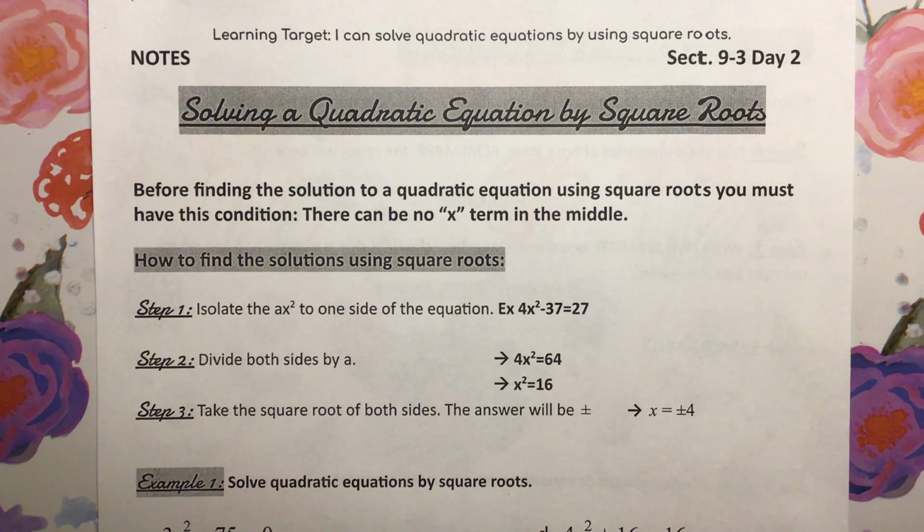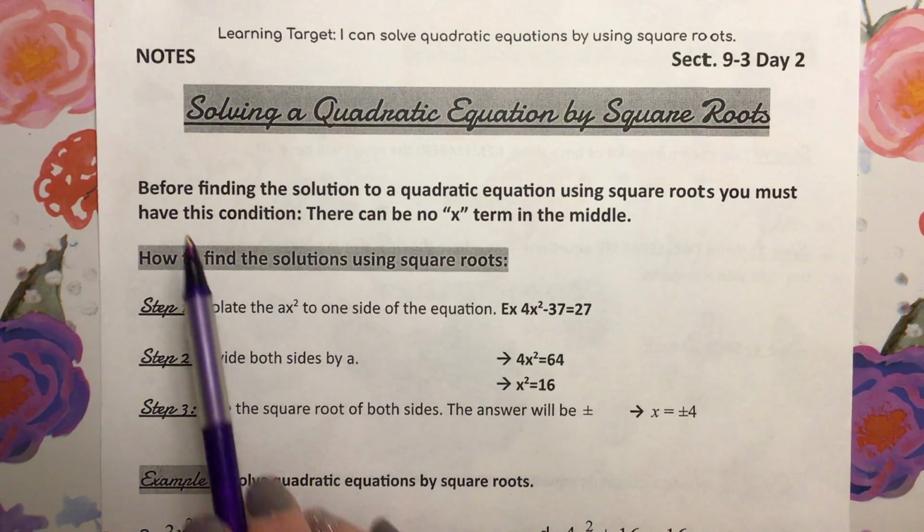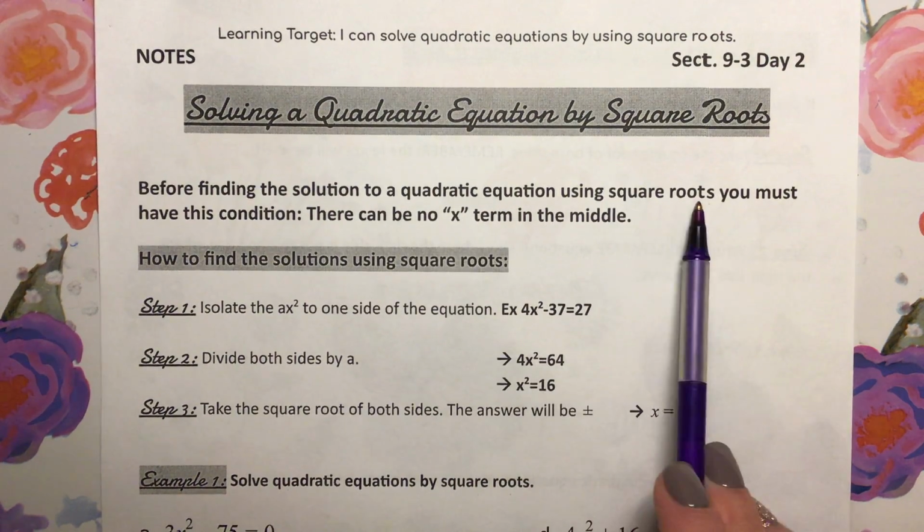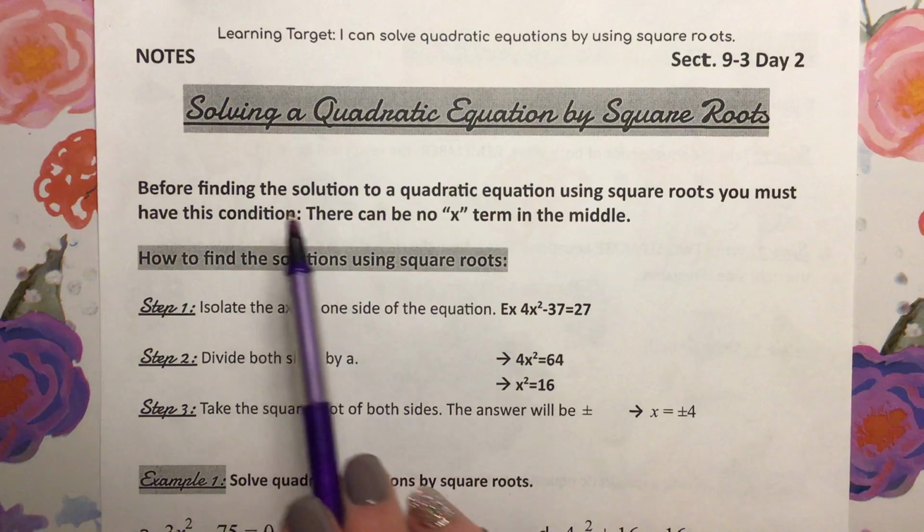square roots. So far, we've only talked about solving quadratic equations by graphing, when we plot the parabola and look at where it crosses the x-axis. But there's more than one way to solve a quadratic equation. This is a method using square roots, but there's a certain condition. Before finding the solution to a quadratic equation using square roots, you must have this condition.